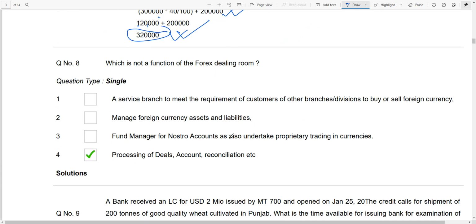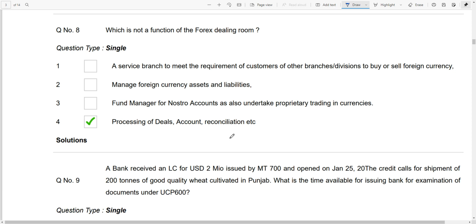Question number 8. Which is not a function of the forex dealing room? Options. First, a service branch to meet the requirement of customers of other branches, divisions to buy or sell foreign currency; manage foreign currency assets and liabilities; fund manager of nostro account as also undertake proprietary trading in currencies; processing of deals, account reconciliation, etc.